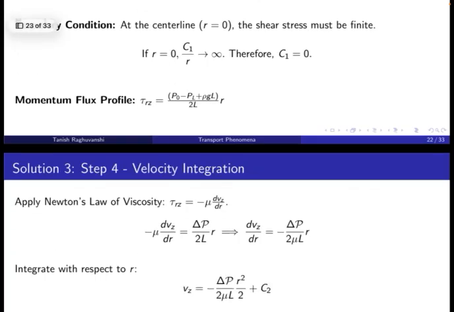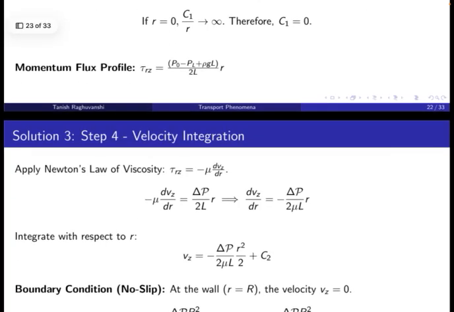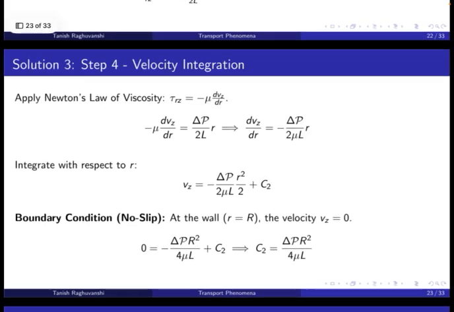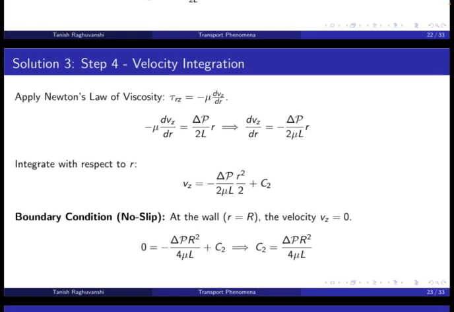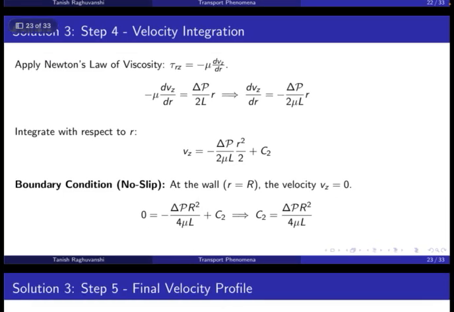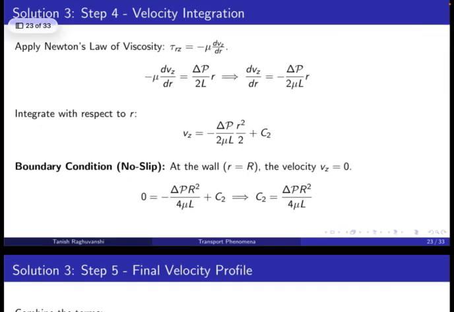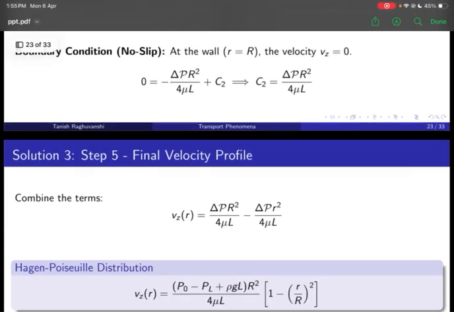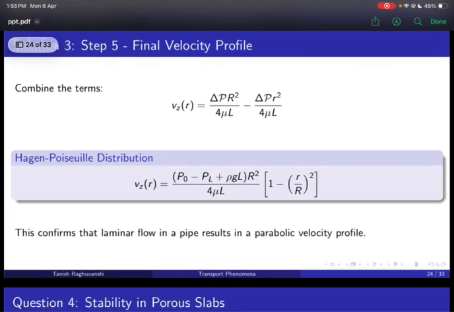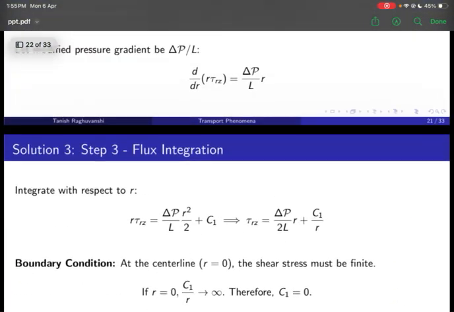Then to get the velocity profile, we use Newton's law of viscosity to get a differential term for velocity as well. Again, similar procedure. We can integrate this with respect to r. At the wall, r is equal to R, which is the boundary condition, the velocity will be 0 due to the viscous forces. So from there we can find C2. Then we can combine these terms to get a velocity term as well. So this is the Hagen-Poiseuille distribution, the parabolic velocity profile.